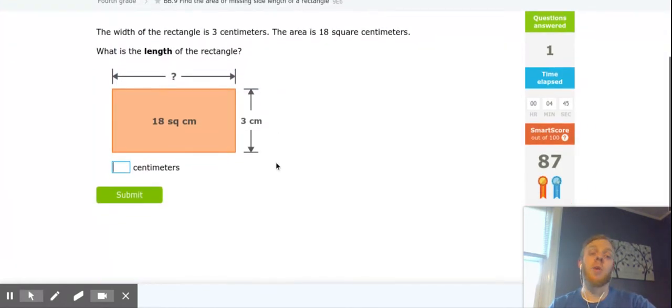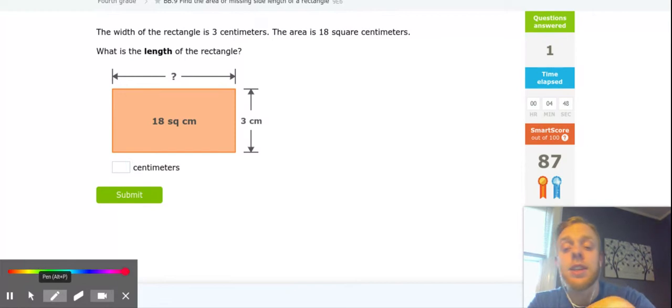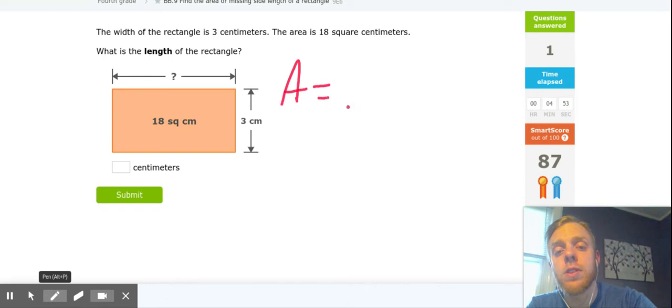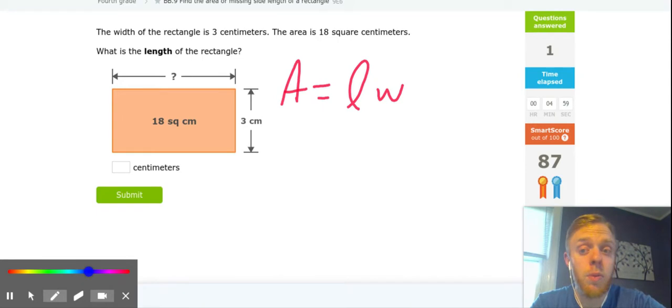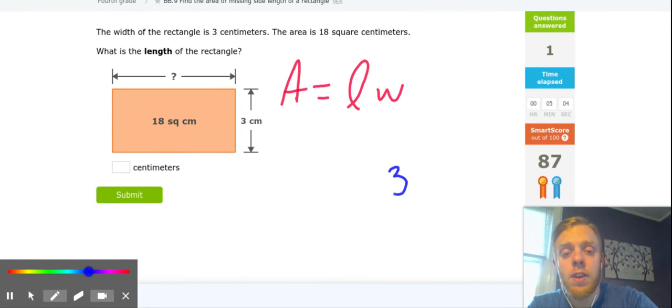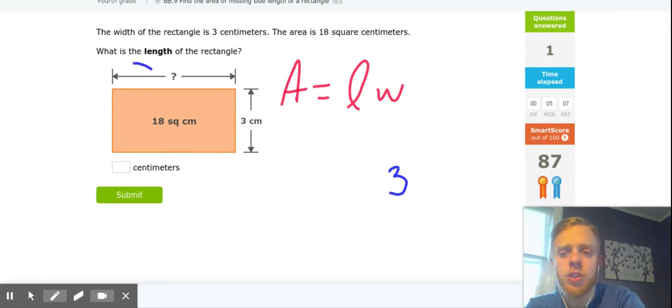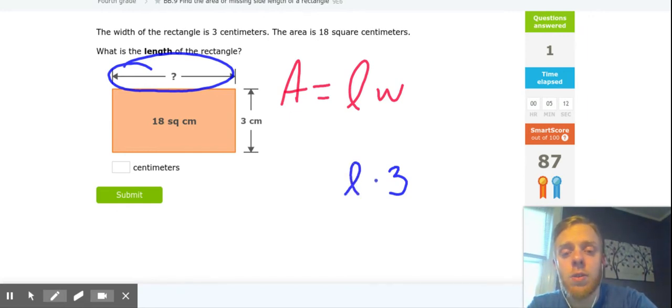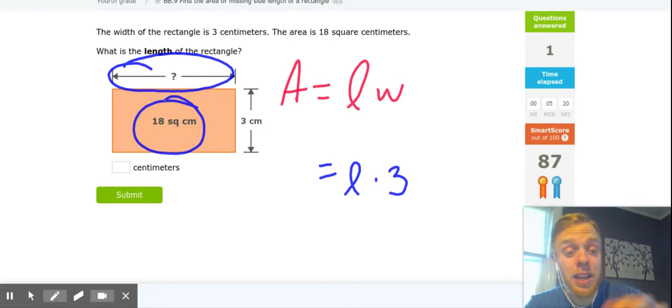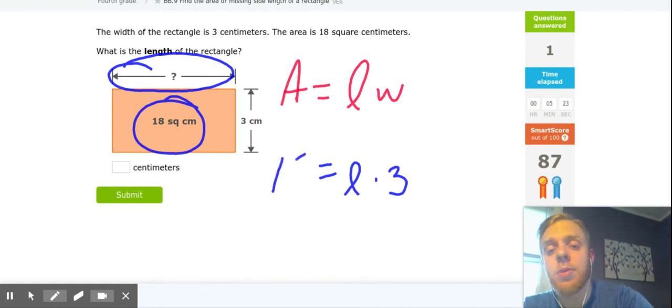And here we go. We're at 87, so almost there. This is where things get different. And it still starts, though, with that formula. A equals length times width. So let's take a second to fill in what we know. I see that I know I have a width of 3. But I have a question mark up here, and it even says, what is the length? So I don't know what my length is. So I have length times 3, and it needs to equal, look, that inside, remember that scribbling I did? It needs to equal 18.